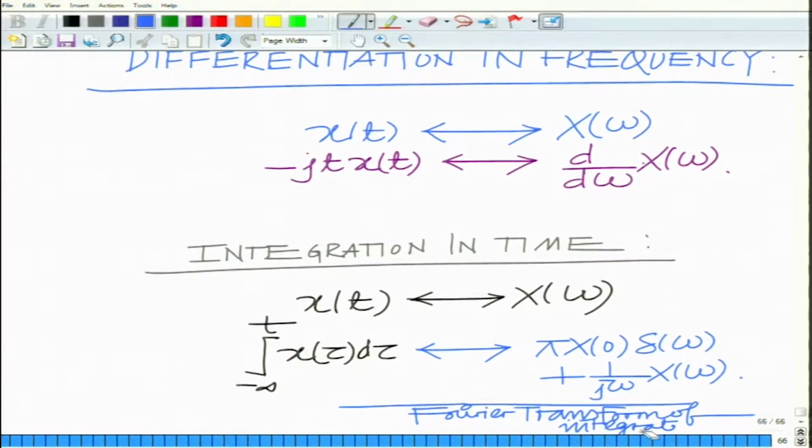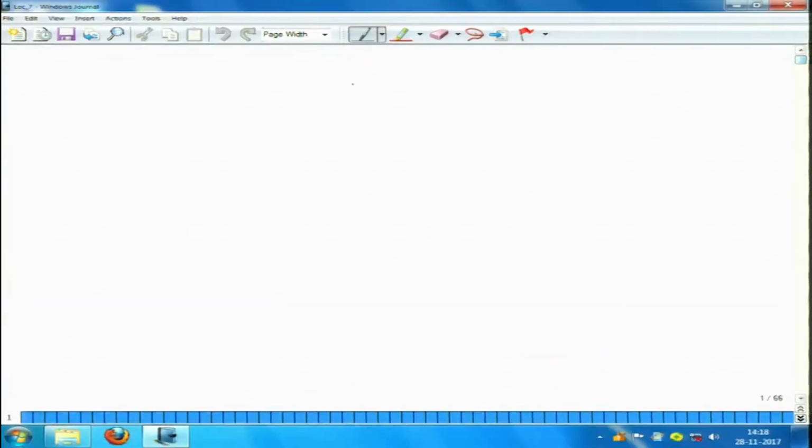This is the Fourier transform of the integral in time.